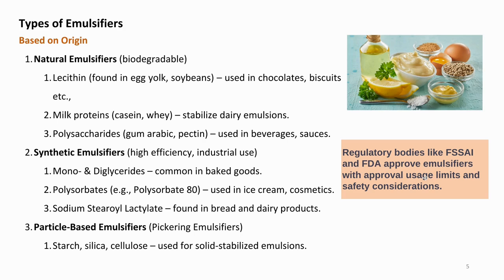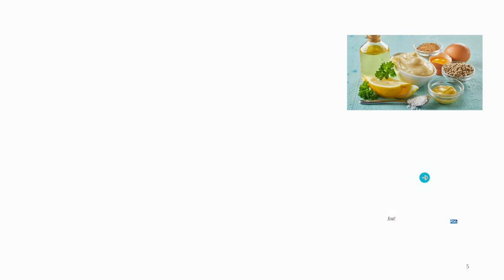Another emulsifier is the particle-based emulsifier, also called Pickering emulsifiers. They are solid particles which stabilize emulsions by acting as a physical barrier at the oil-water interface, so that it prevents coalescence and flocculation. It has various applications in food, cosmetic, and pharmaceutical industries. For example, starch, silica, and cellulose are in common use. All these emulsifiers are regulated by bodies such as FSSAI and FDA. These bodies approve these emulsifiers with usage limits, considering the safety aspects.